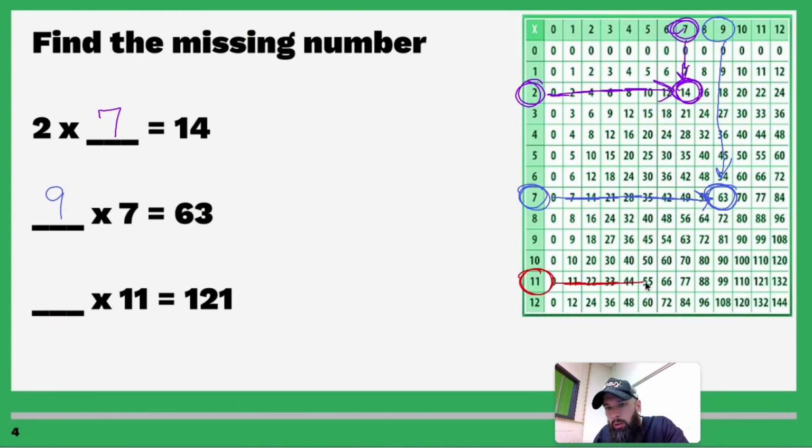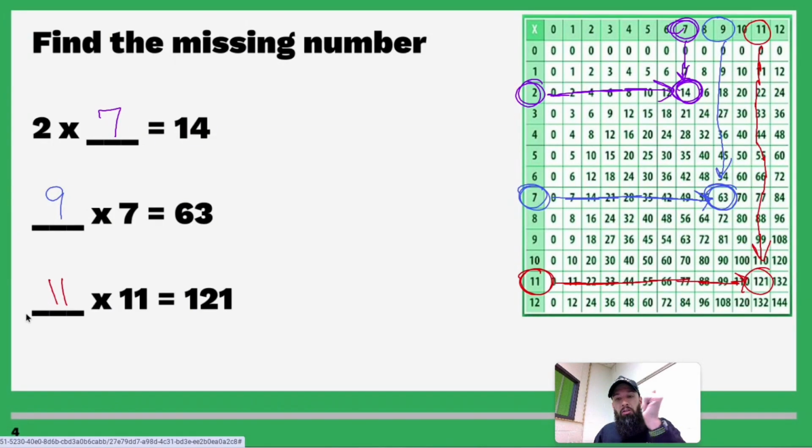Let's go over to 121. There you are. That lines up with 11 again. So 11 times 11 is 121. Not so bad. I'm sorry, I said that wrong. 121.